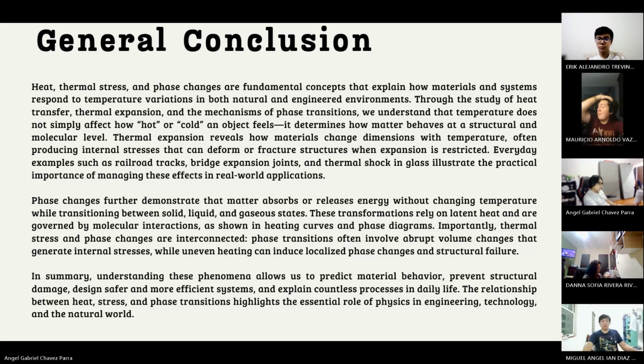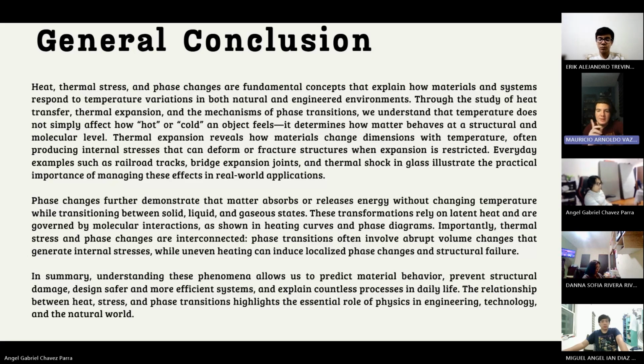Phase changes further demonstrate that matter absorbs or releases energy without changing temperature while transforming between solid, liquid, and gaseous states. This transformation relies on latent heat and the altered molecular interactions, as shown in heating curves and phase diagrams.